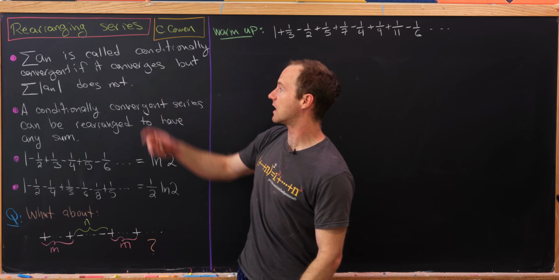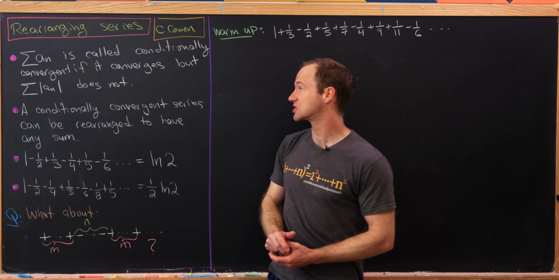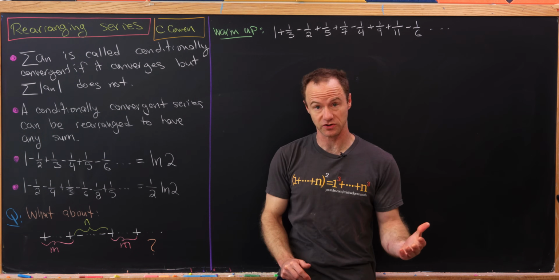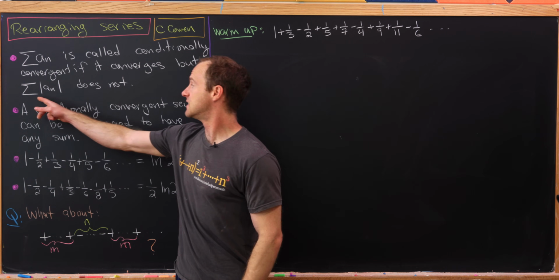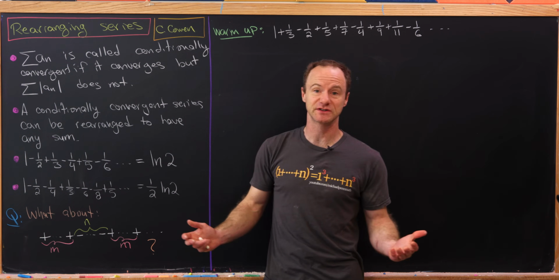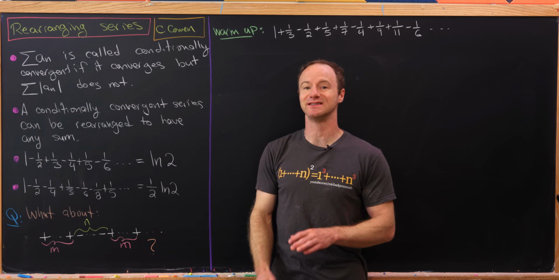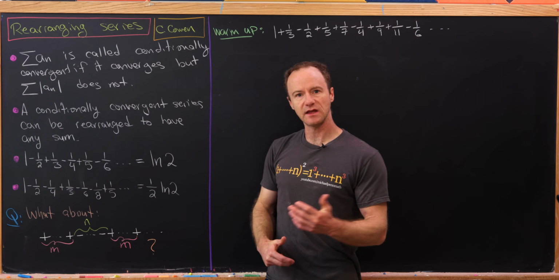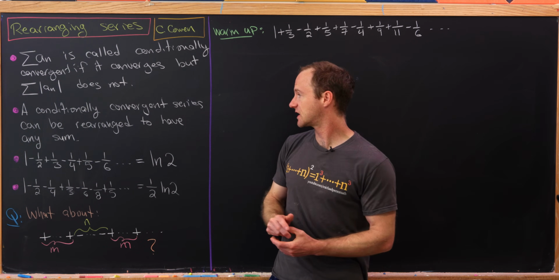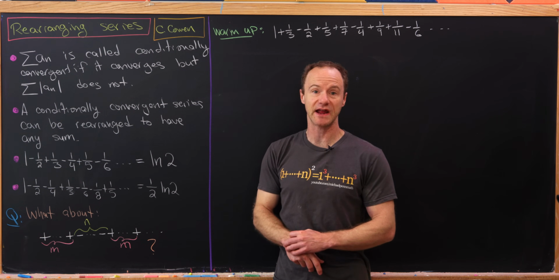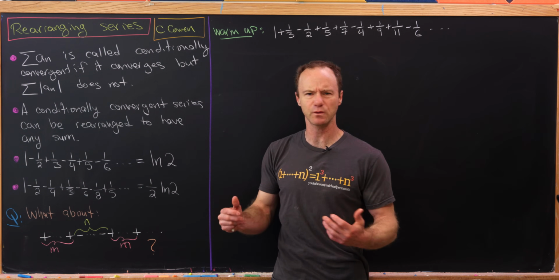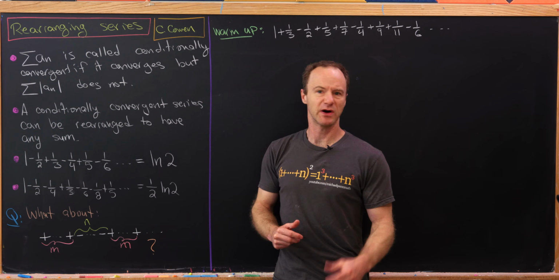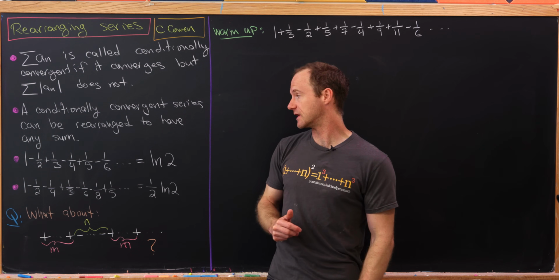Okay, so let's start with some facts. A series is called conditionally convergent if it converges, but the series containing the absolute value of its terms does not converge. Then here's another fact. A conditionally convergent series can be rearranged to have any sum. We won't prove that here, but perhaps we'll do that in an upcoming video.